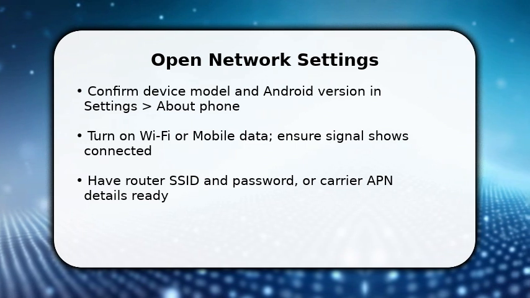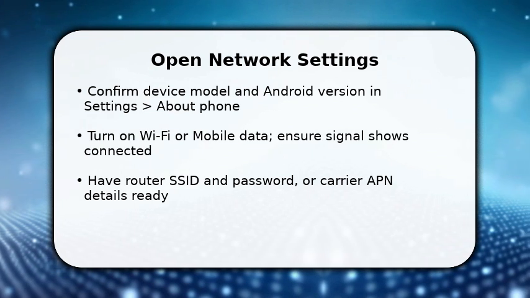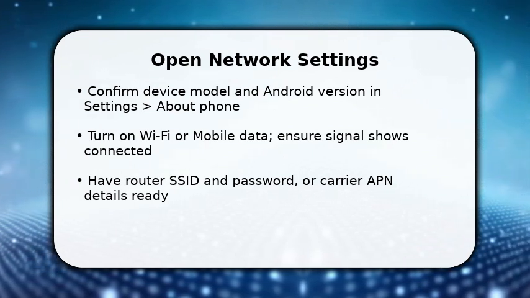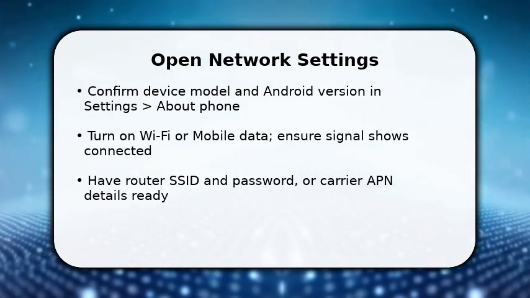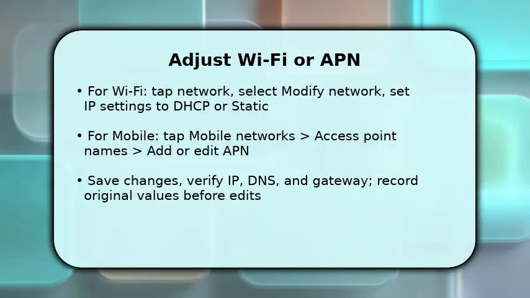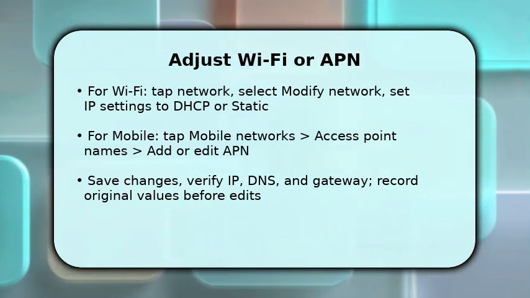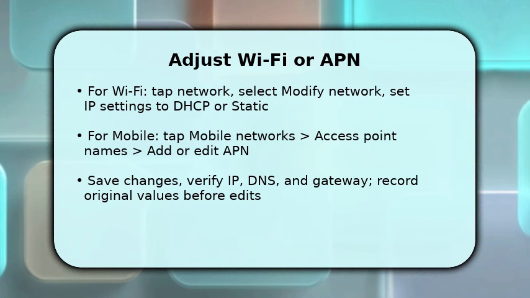Instead, stay in Connections and proceed to either Wi-Fi or mobile networks, depending on which setting you will change. You now make the detailed changes. For Wi-Fi, tap the network name, choose Modify Network, and switch IP settings between DHCP and static when you need a fixed IP. Enter IP, gateway, and DNS if using static.